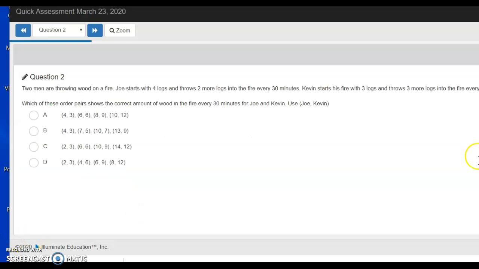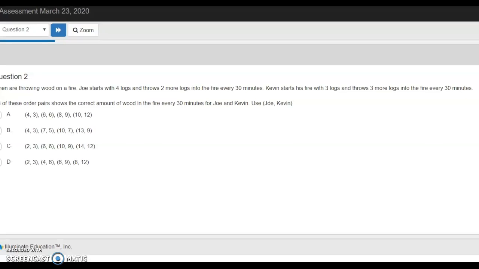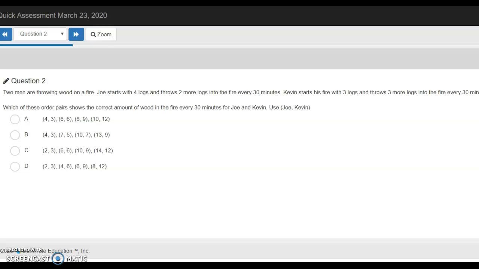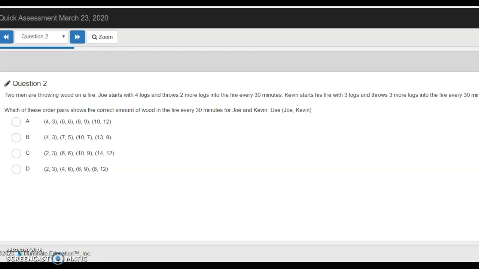All right, guys, the next problem we're going to look at talks about 2 men. It says, question 2, 2 men are throwing wood on a fire. Joe starts with 4 logs and throws 2 more logs into the fire every 30 minutes. Kevin starts his fire with 3 logs and throws 3 more logs into the fire every 30 minutes. Which of these ordered pairs shows the correct amount of wood in the fire every 30 minutes for Joe and Kevin?